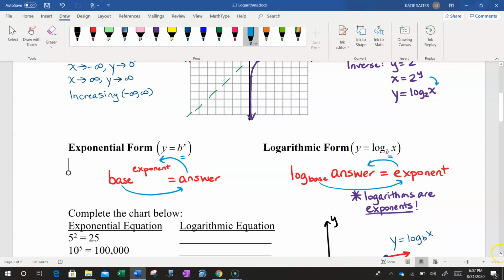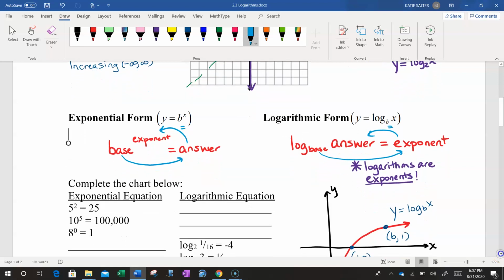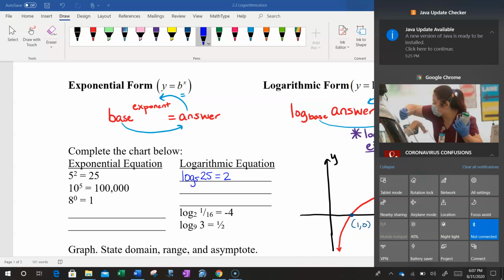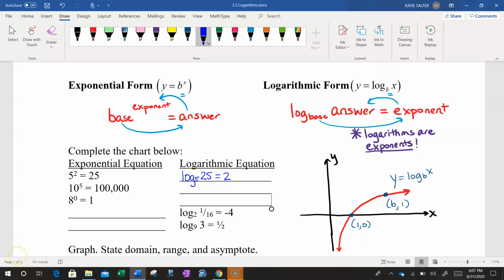All right, so what we're going to do now is we're going to practice just going back and forth because that's really important. So the first one we have 5 squared equals 25. What would that look like if we rewrote the equivalent logarithmic equation? We would say log base 5, so that's the little subscript, of 25 equals 2. Remember what I said over here. Logarithms are exponents. So if you are doing this correctly, your log should always be set equal to the exponent.